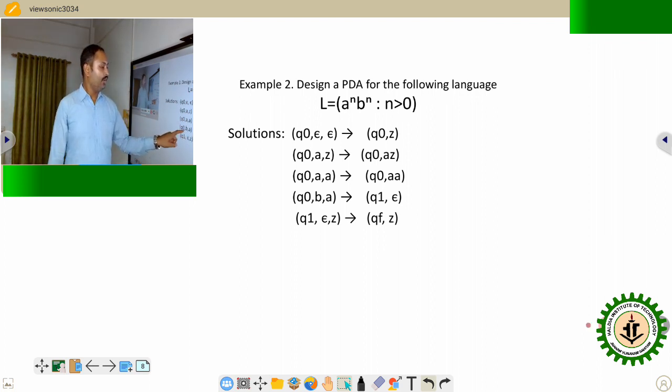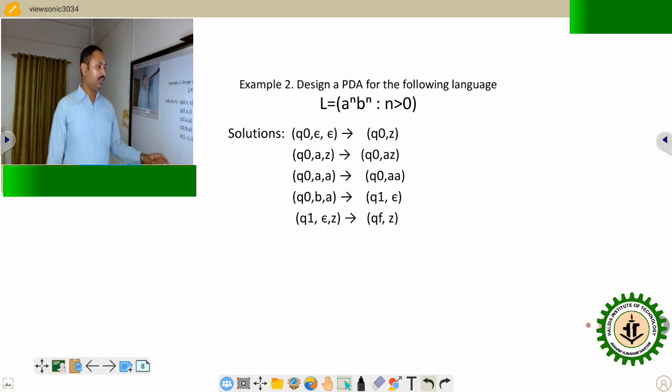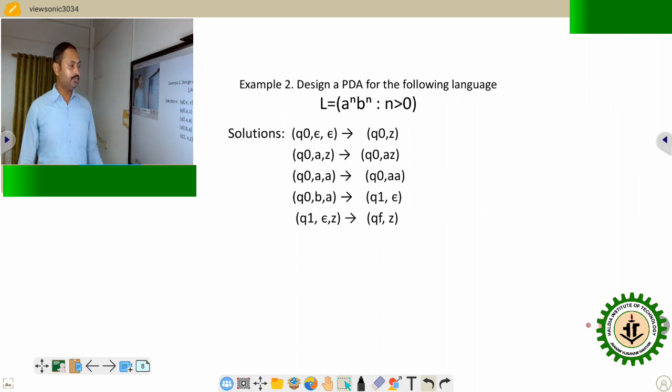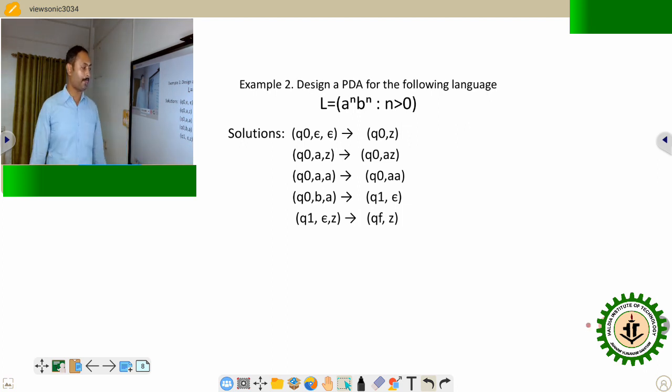If our input symbol is B and the top of the stack is A, then we have to delete them. So the last transaction is null. After that the stack will be empty, only the Z symbol will be left over there. So we have to go from the current state to the next state and Z will remain. So if we see the pictorial representation.